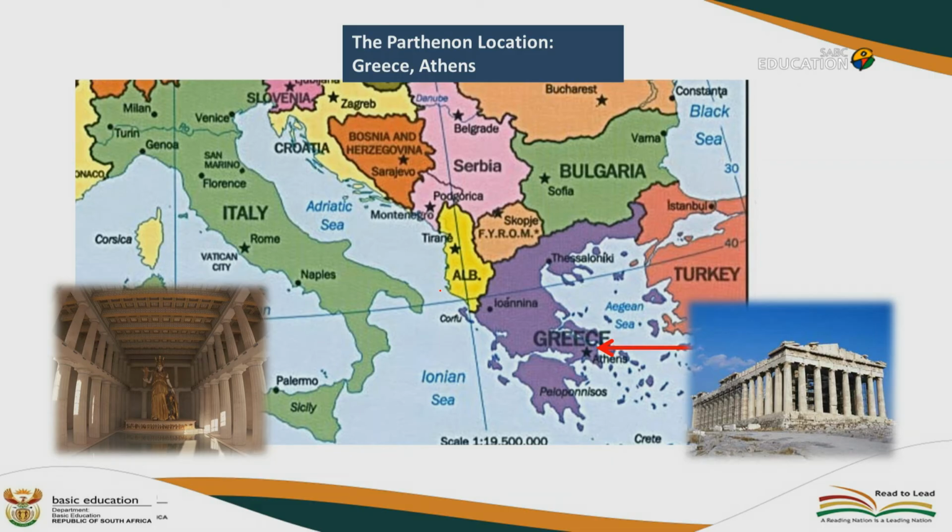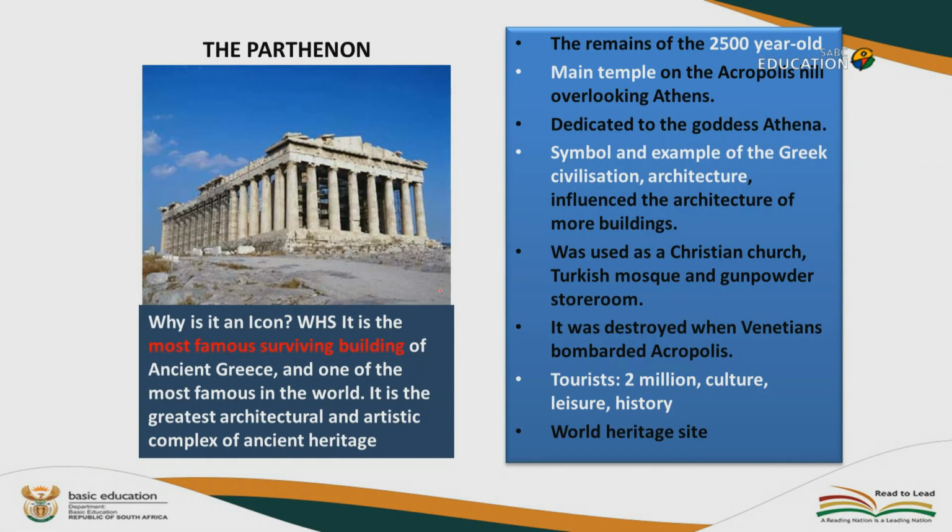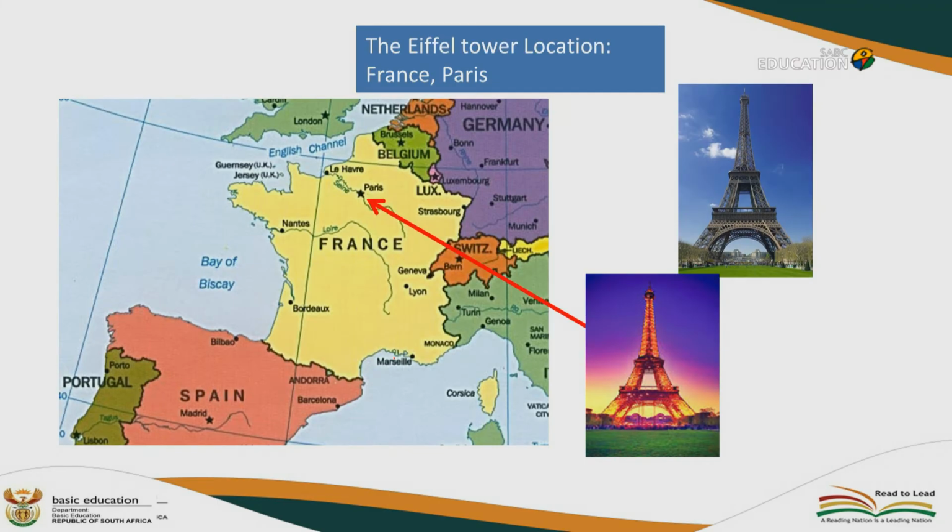The Parthenon, it is located in Greece, in Athens. Check the structure, how it is built. It's an ancient structure too. The remains of the 2,500-year-old temple on the Acropolis Hill overlooking Athens. This is the history behind the Parthenon, the most famous surviving building of ancient Greece. It has withstood many years of destruction and weather and everything.